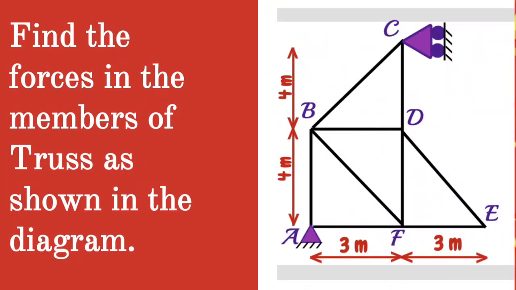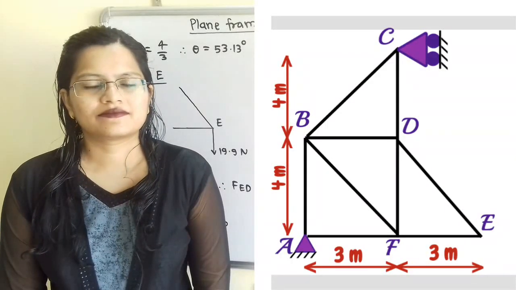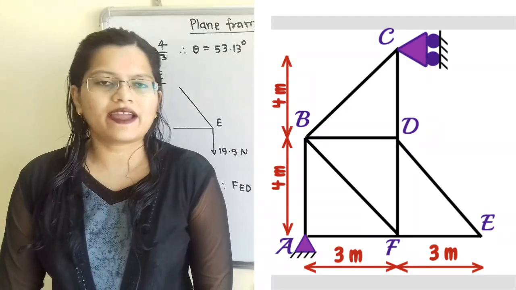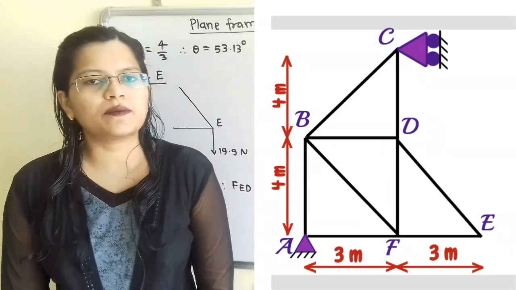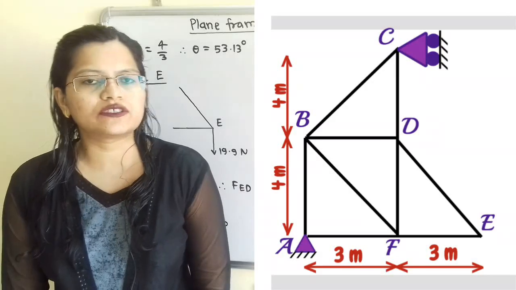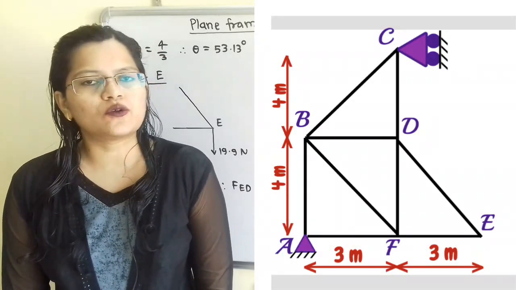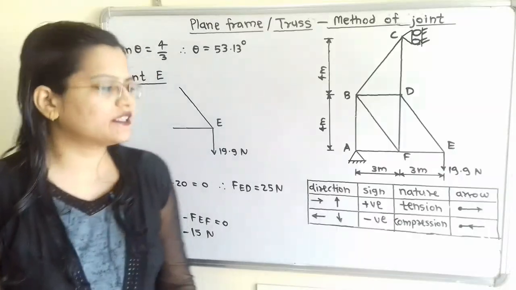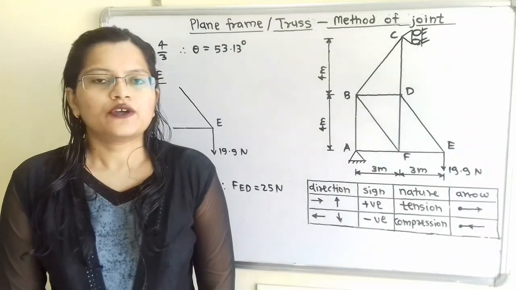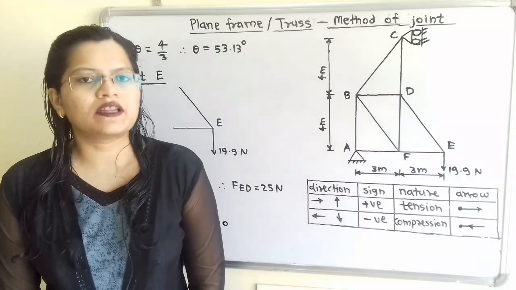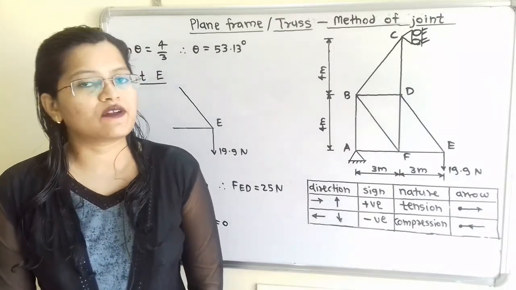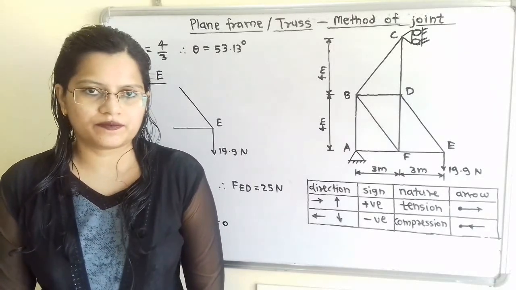Question one: find the forces in the members of the truss as shown in the diagram. We have to find the unknown forces in the members and we are going to use the joint method. We will apply some basic rules, and I have mentioned these rules in the table. You have to note down this table, and these rules are applicable for each and every question.